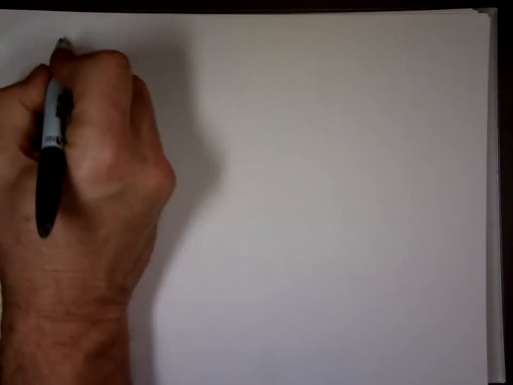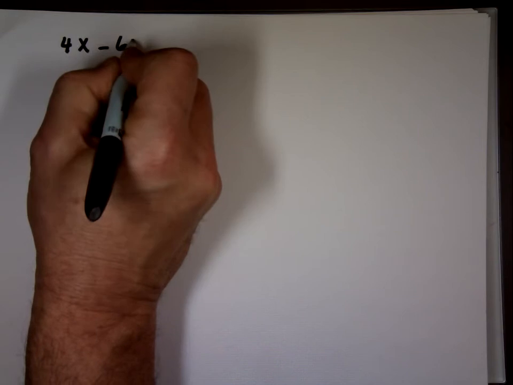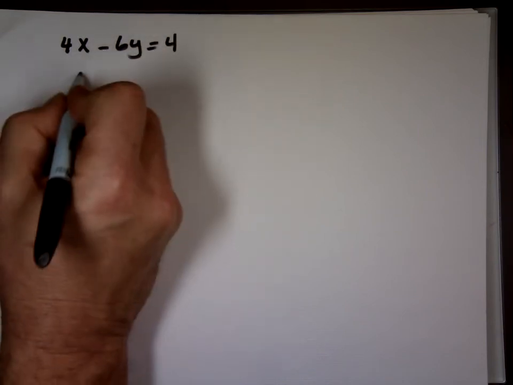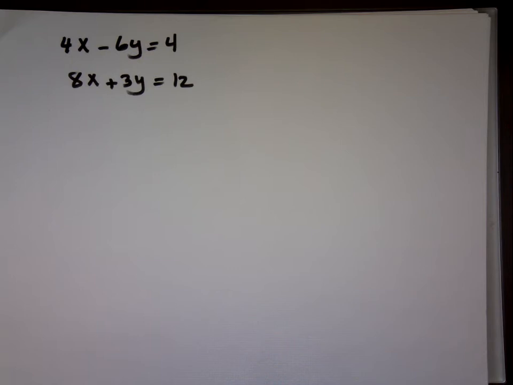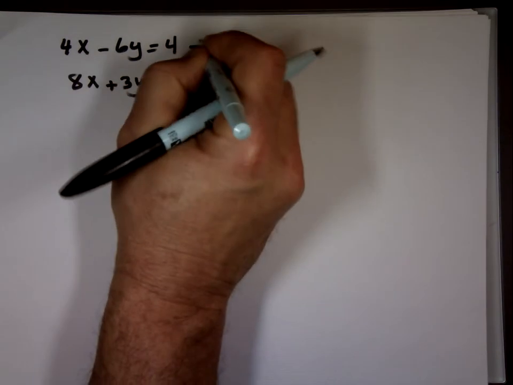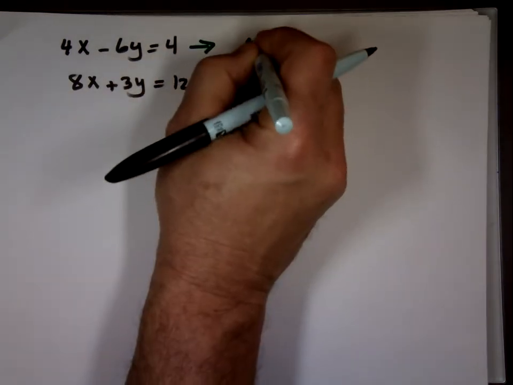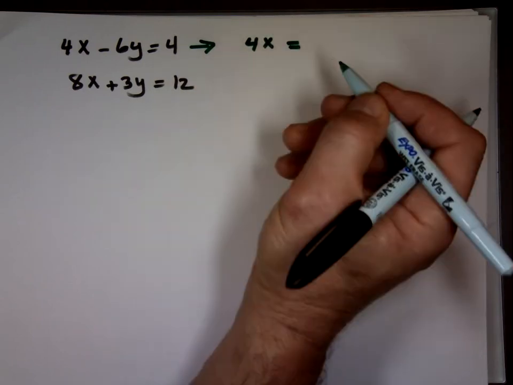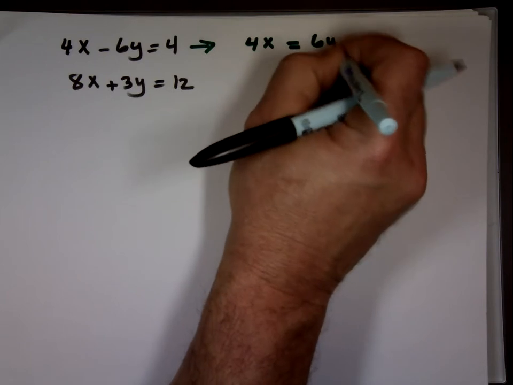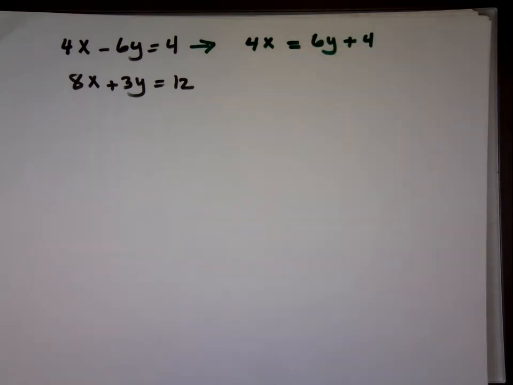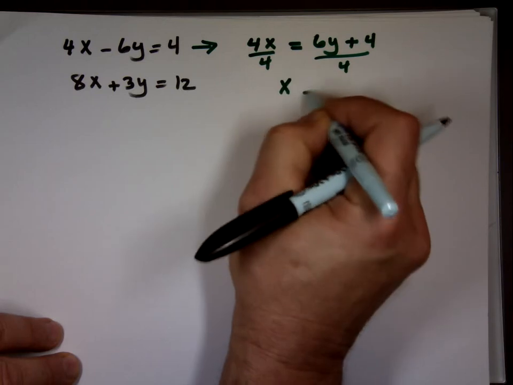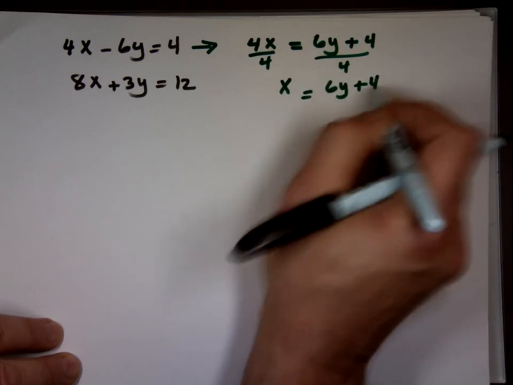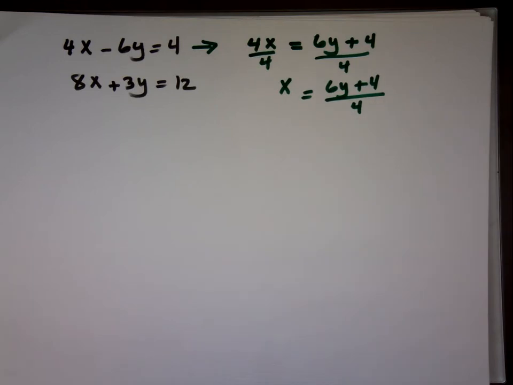And this is not going to be that pretty here. It doesn't matter what I solve for, I'm still going to be dealing with fractions. So it doesn't really matter. Since I've been solving for y a lot, maybe let me solve for x in the top equation, just to be different. 4x equals what? 6y plus 4. And to solve for x, I've got to divide by what? 4. x equals (6y plus 4) divided by 4. I could simplify this if I want to, or I can leave it the way it is. Let me leave it.